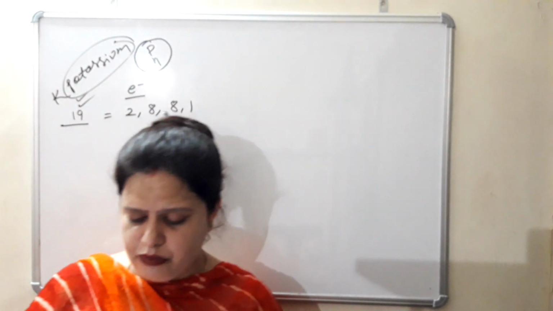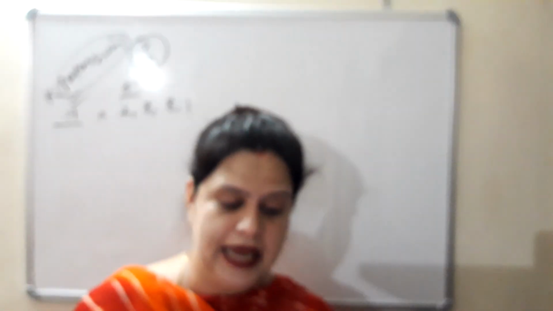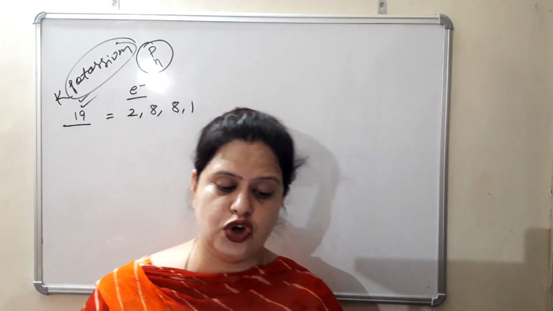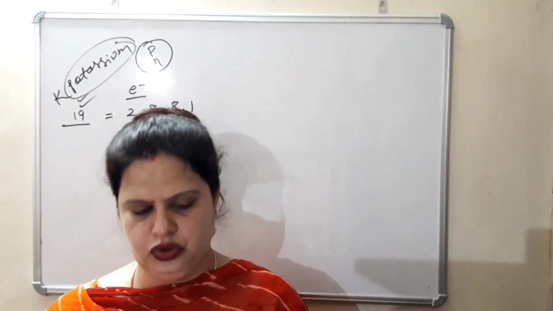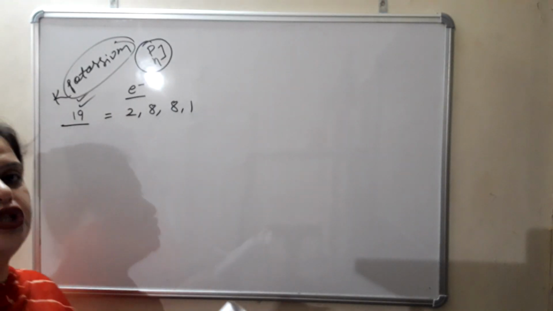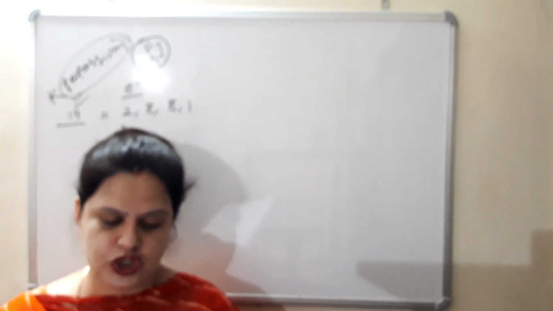Mass number is the sum of the number of: option A, electrons and protons; option B, electrons and neutrons; option C, protons and neutrons; and option D, neutrons, electrons, protons. Mass number is the sum of these two, that is, the total number of protons and neutrons. So the correct option will be option C.